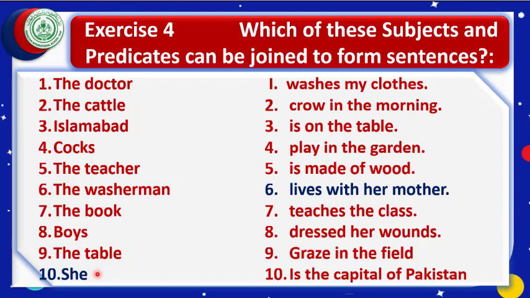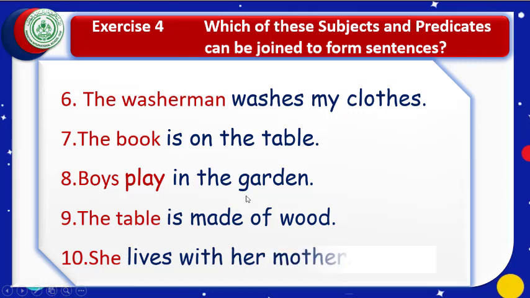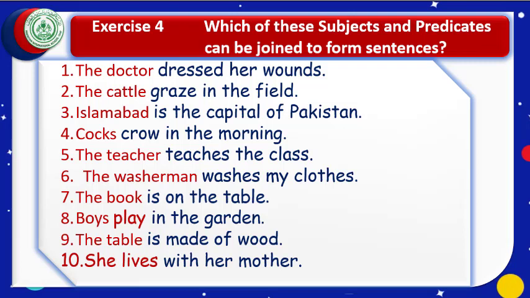She. Only one subject is left. Only one predicate is left. This subject, the last one, will join with the last predicate to complete a sentence. She lives with her mother. Let us write it. Number 10. She lives with her mother. We have done this exercise. After doing this exercise, it will look like this. This is the complete exercise that you have done just now.